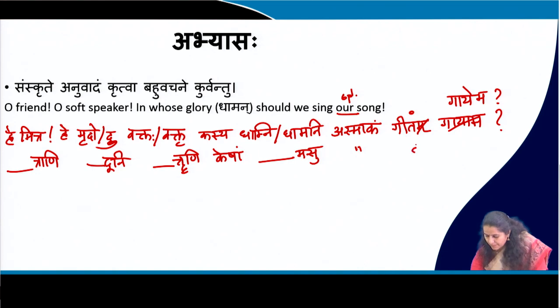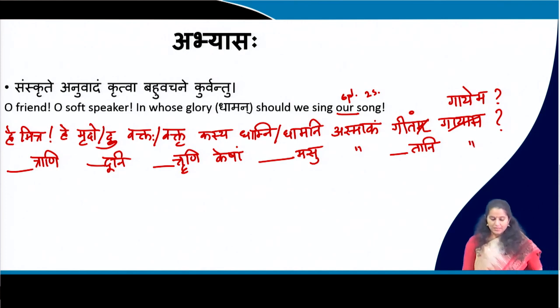Asmakam geetani. Geetani here is which vibhakti? Dvitiya vibhakti ekavachanam. So singular. So this is bahuvachanam. So geetani gayema. This can remain the same. Astu. Tari he mitrani, he mriduni, he mriduni vaktrani, kesham dhamasu asmakam geetani gayema. Astu. Spashtam asti etat. Chalatu.